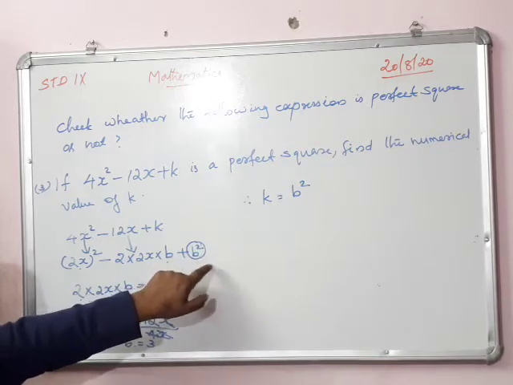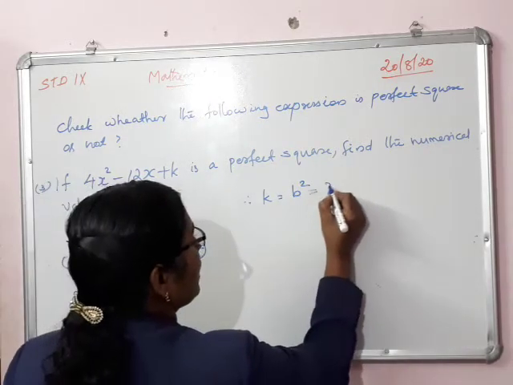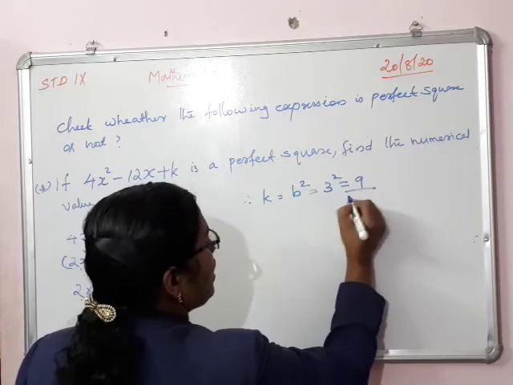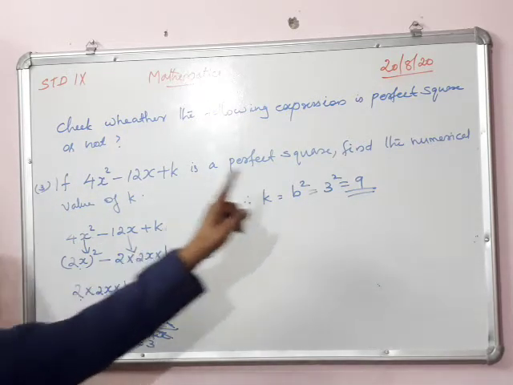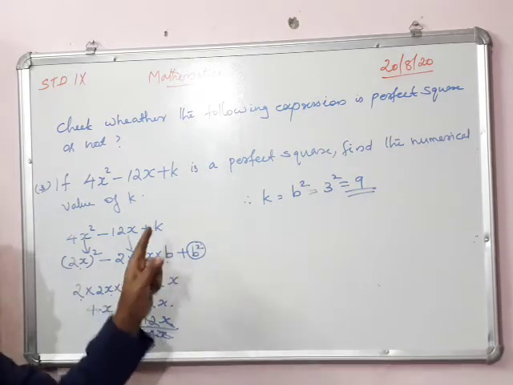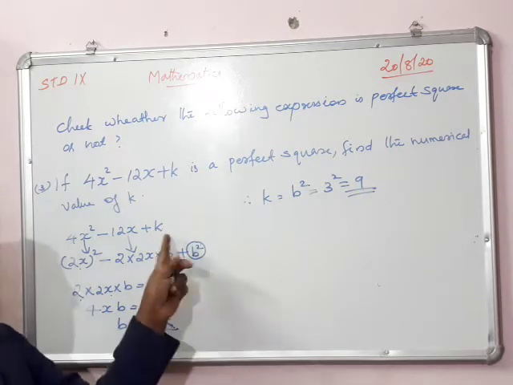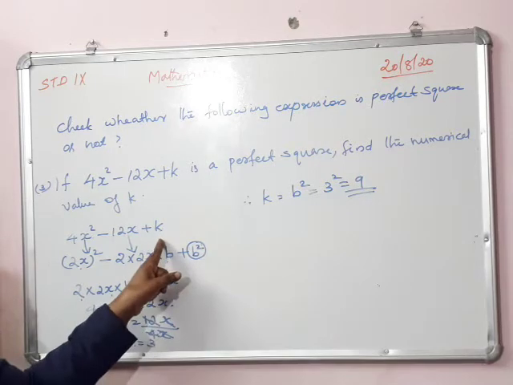So, k is equal to b square. That is 3 square, that is 9. So, the value of k is 9. Now, not 3, it is 9, because the last term is the square of something. Okay, 3 square, so it is 9.